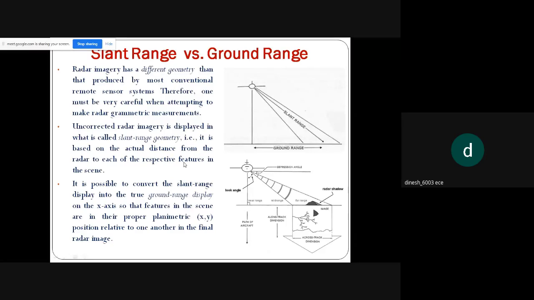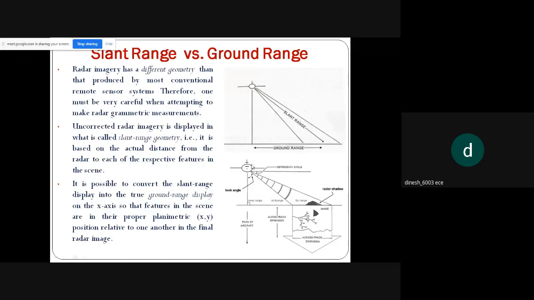Based on the actual distance from the radar to each of the respective features in the scene is your slant range geometry. So it is possible to convert the slant range display into true ground range display on the x-axis, so that features in the scene are in their proper planimetric x, y position that is related to one another in the final radar image.